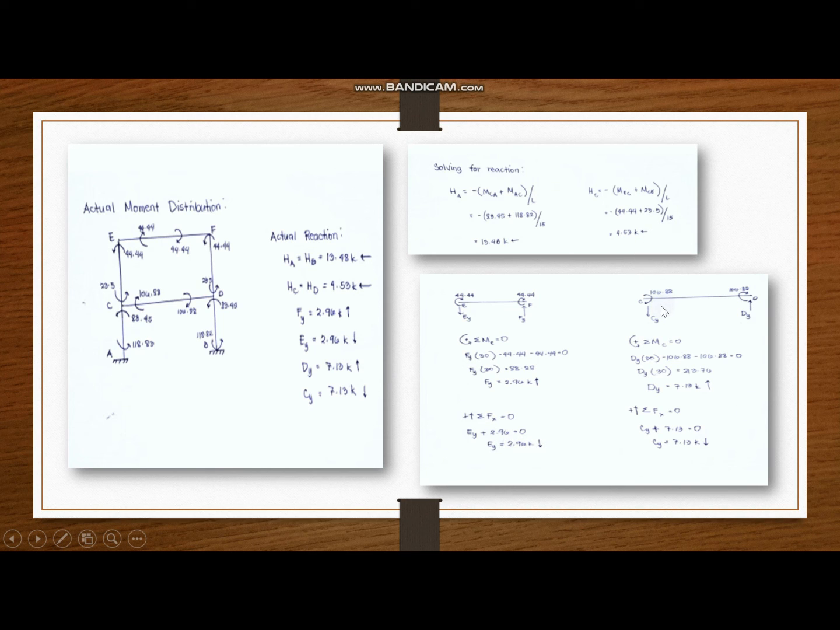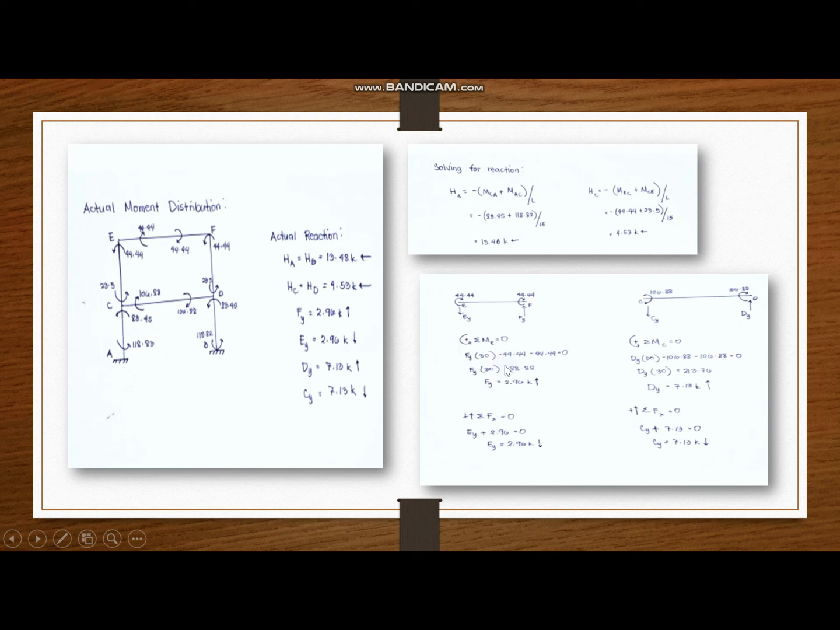Next is for our member CD. So, all counterclockwise is positive. Summation of moment C is equal to 0. So, DY times 30 na length minus 106.88 minus 106.88 na reaction here from C to D na member is equal to 0. So, DY times 30 is equal to 213.76. So, our DY is equal to 7.13 K upward.